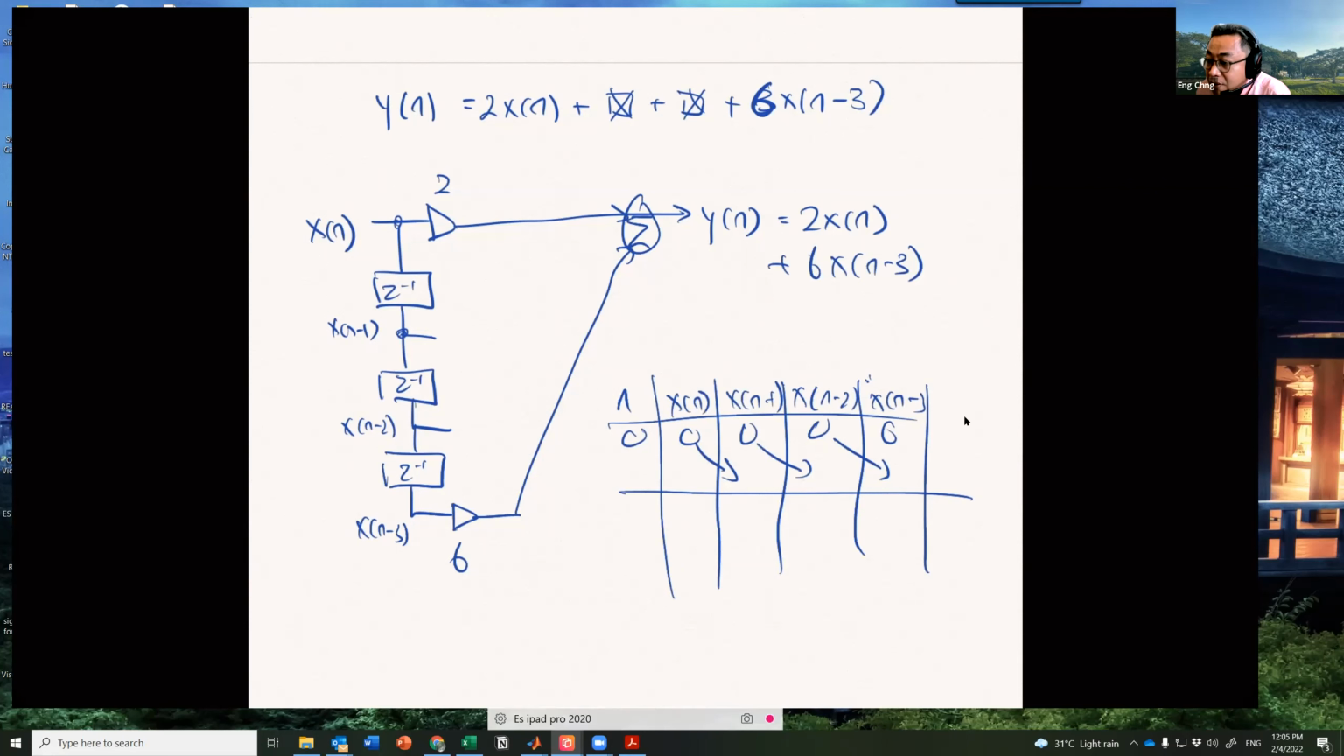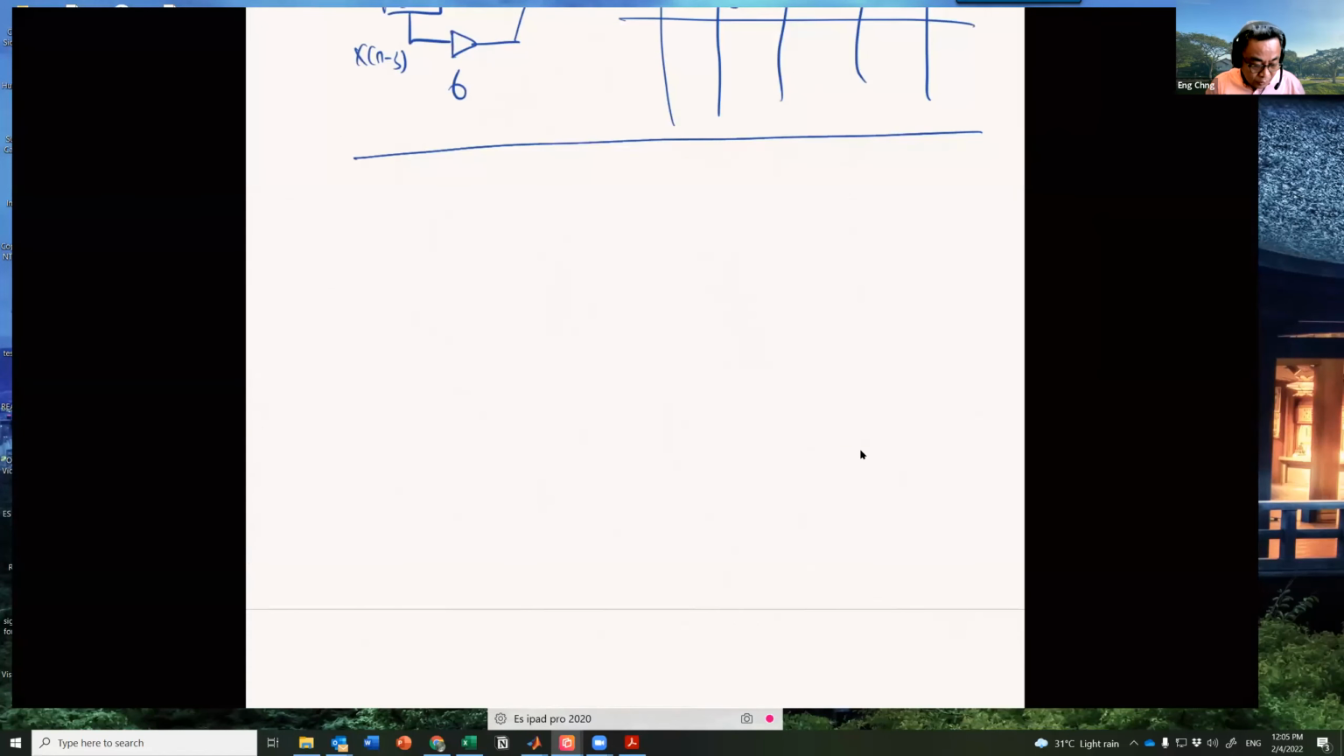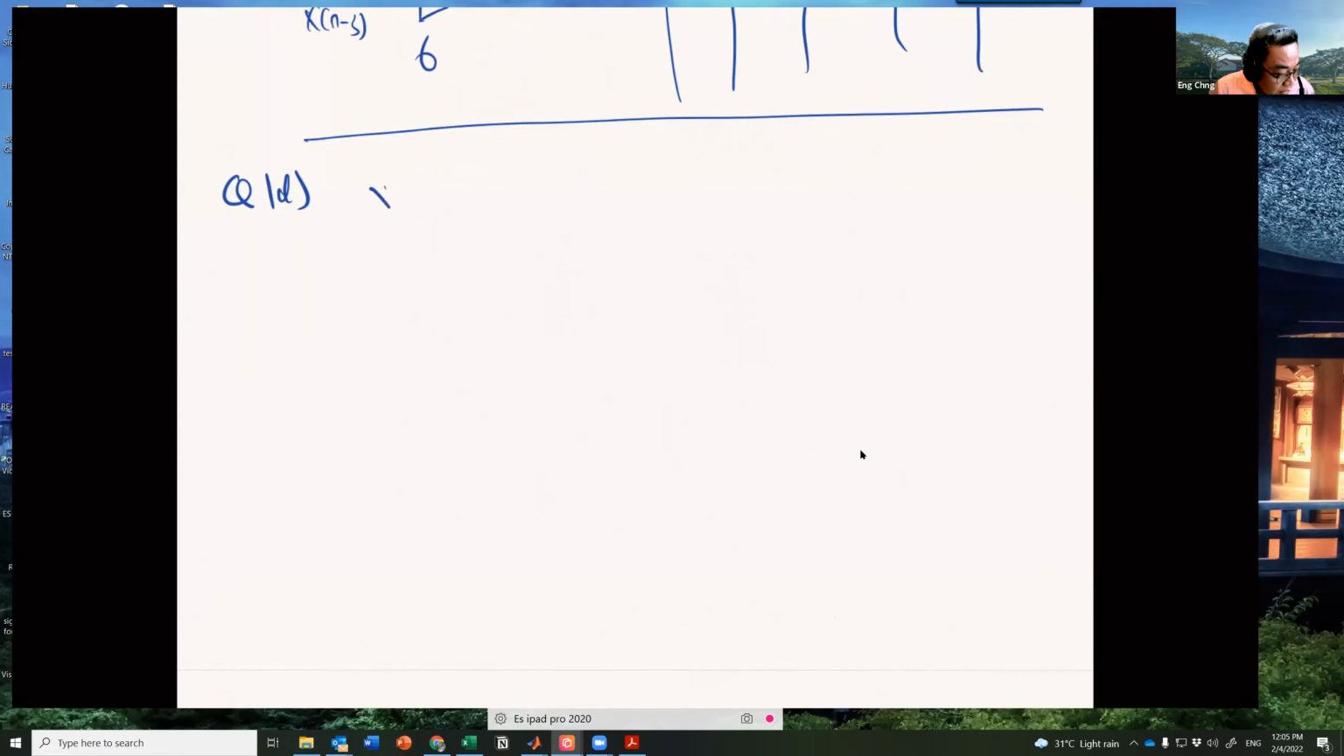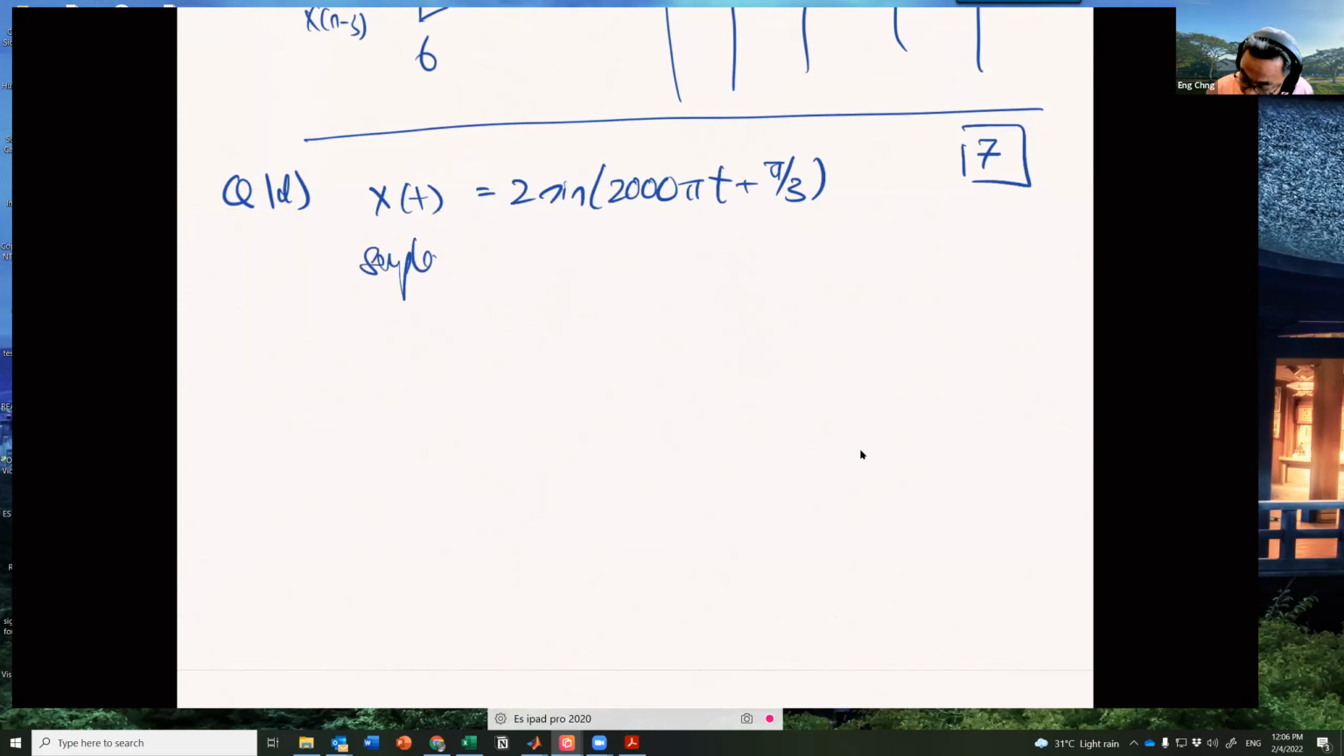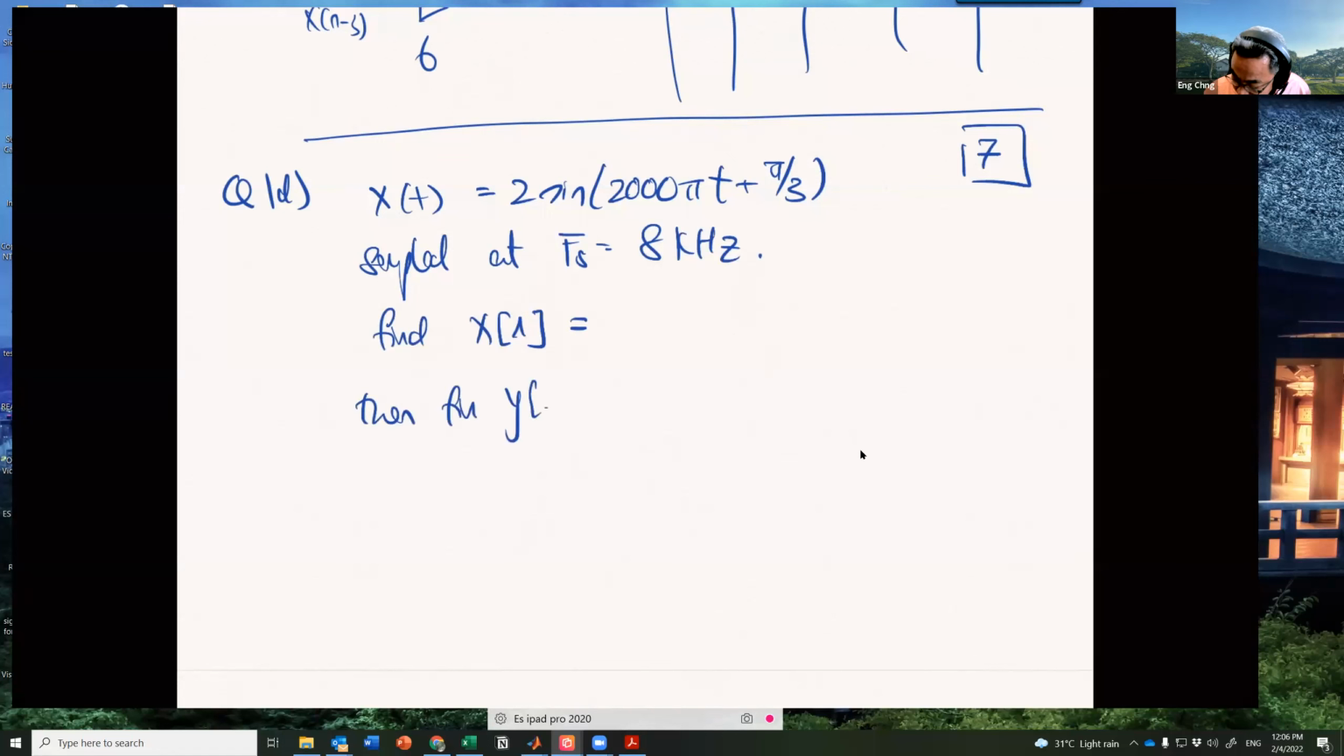Okay, all right. So you have 18 marks for question 1, A, B, and C. And now we have the last question, question 1D. In question 1D, the question says x(t) equals 2 sine(2000 pi t plus pi over 3). This is a 7-mark question, and it says sampled at fs equals 8 kilohertz. Find x[n]. So this is 3 marks. And then find y[n]. So this is 4 marks.